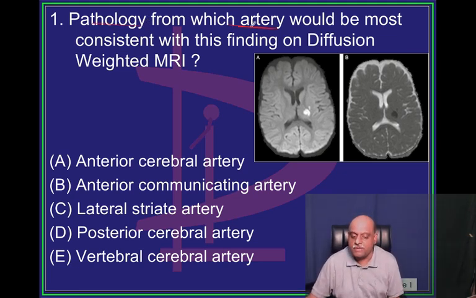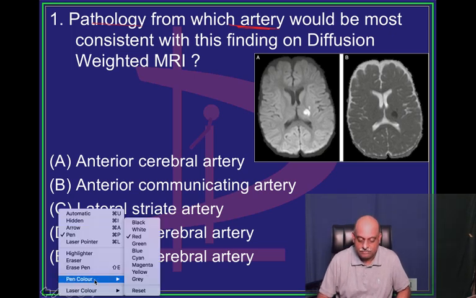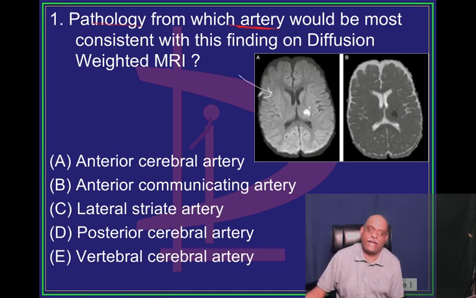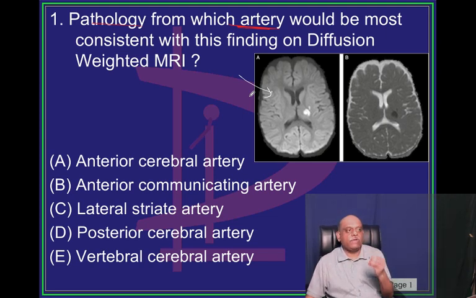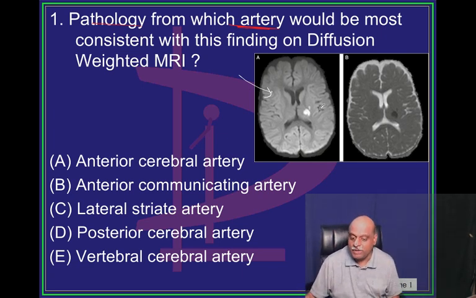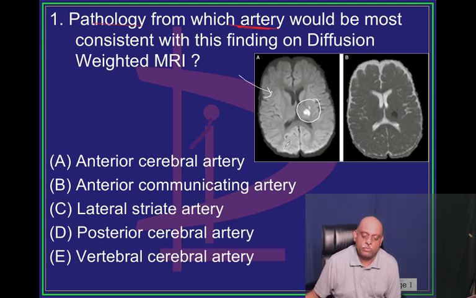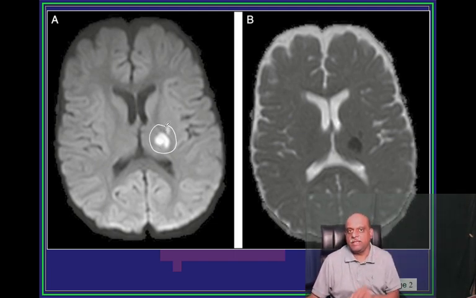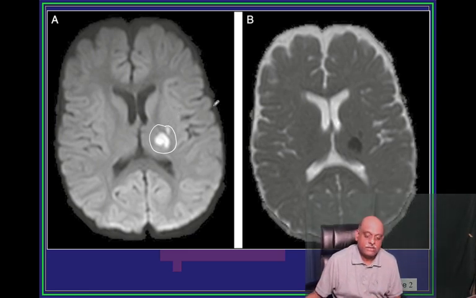Pathology of which artery would be most consistent with the finding on this diffusion weighted MRI? A lot of times whenever there is an acute infarct, CT may not pick up, but diffusion weighted MRI can still be able to pick up. So this is how you are able to pick up an infarct. This is a typical lacunar infarct in the basal ganglia. This is the area where you have the basal ganglia.